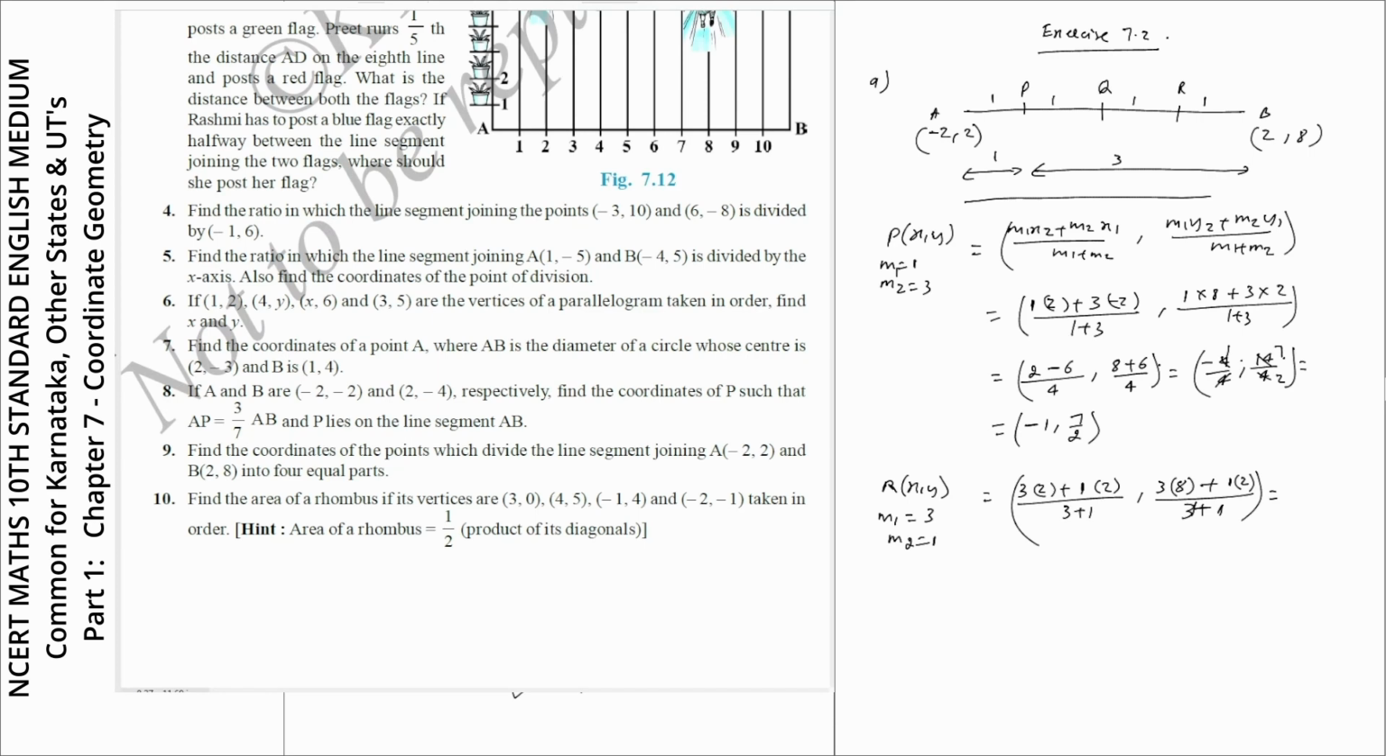So this is equal to (3×2×6 + 1×2×2)/(3+1), comma, (3×8×24 + 1×2×2)/(3+1). So (4×6+2)/4 = 8... wait, (24+2)/4. So 4 1s are 4, 4 2s are 8, 2 2s are 4, 2 13s are 26. So I'll get 2 comma 13 by 2.